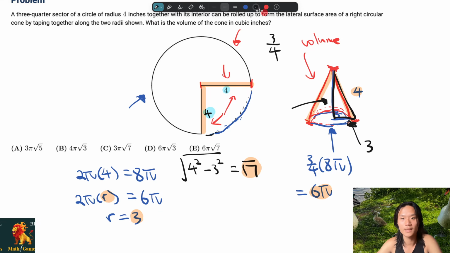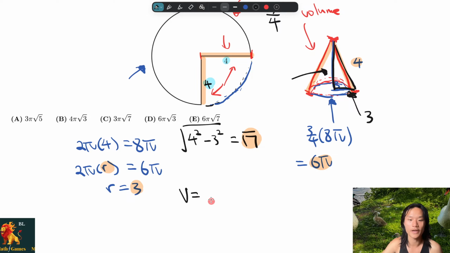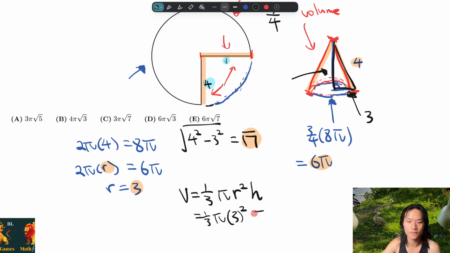So now let's record the formula for the volume of a cone, which is 1/3 pi r squared h, where r is the radius of the base and h is the height of the cone. So let's put everything in. 1/3 pi 3 squared, and h is √7. So 9 divided by 3 is 3, so we get 3 pi √7. So that is the answer.